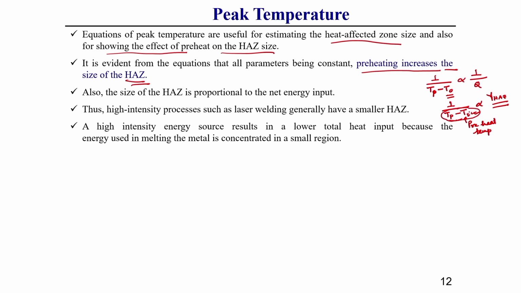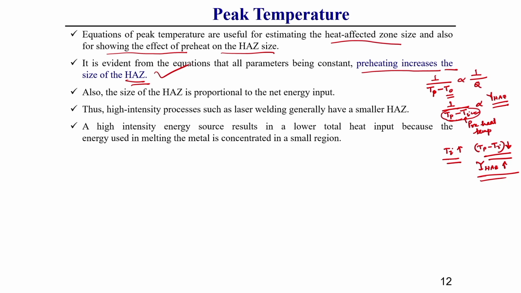So, bottom side things will decrease, that means Ti increase, then Tp minus Ti will decrease. So, if it decreases, then your Y, this distance, will increase. So, you can say if preheat temperature increases, then your heat affected zone size increases. This you should keep in mind. That is what I have written.